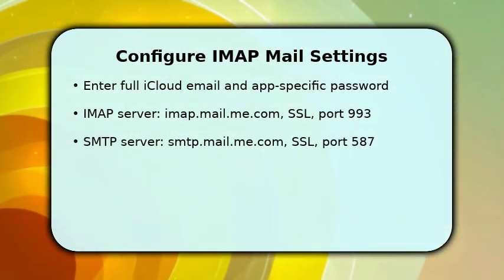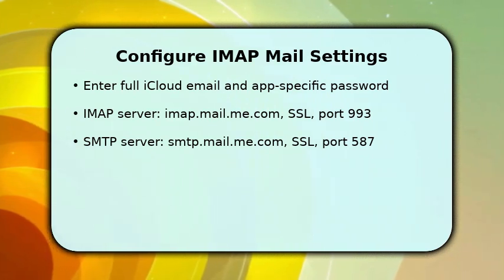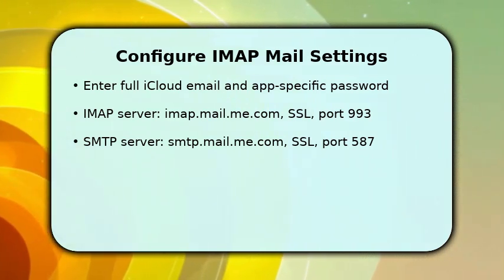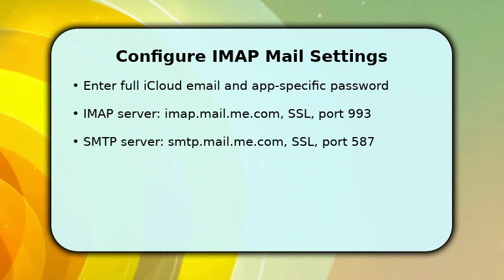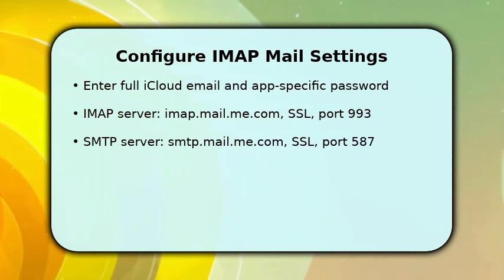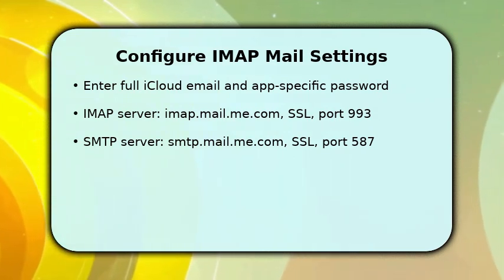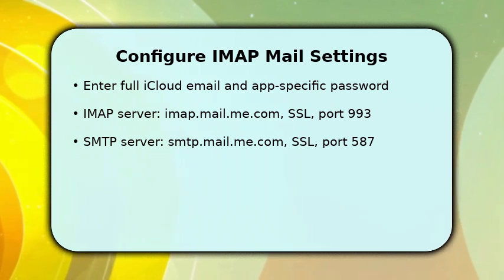For incoming mail use IMAP. mail.me.com with SSL enabled and port 993. For outgoing use SMTP. mail.me.com with SSL and port 587 or TLS if prompted. Make sure authentication is set to password for both.